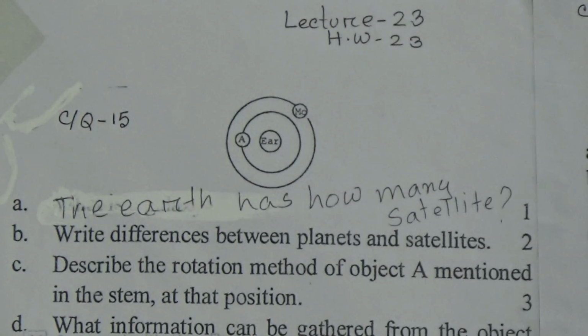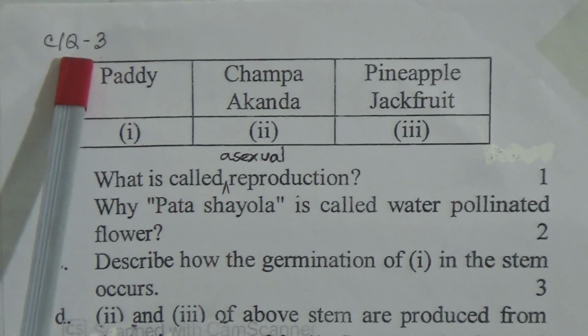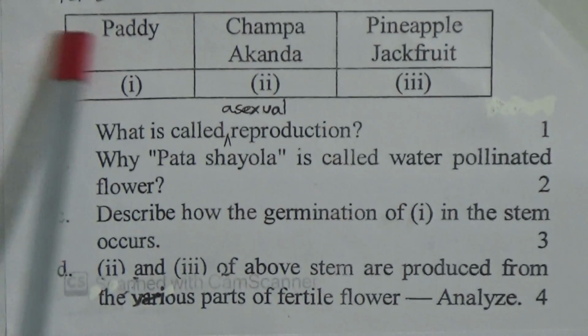It is given in your textbook so nicely. So follow your textbook for the question answer of D. Now we will discuss creative question number 3. It belongs to chapter 4.